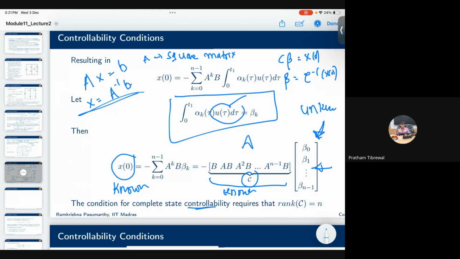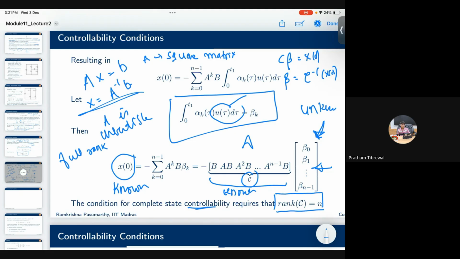or a matrix is invertible. When is a matrix invertible? When it is of full rank. Or the condition that I am looking at checking is that the rank of C is equal to n. That is the condition for how I check for controllability.